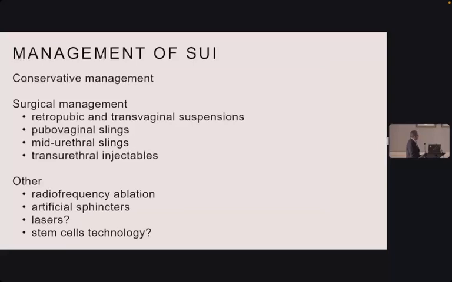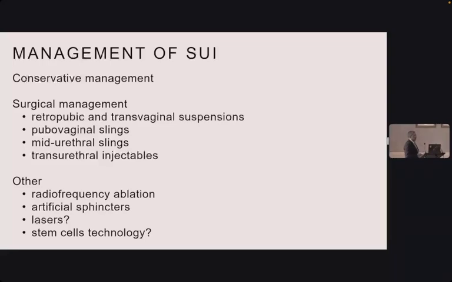So how do we actually manage stress urinary incontinence? Well, as with most medical conditions, there is conservative management. There is very little medical management, however, in this case. And then we basically rely on surgical management. I just put everything together there because there are hundreds of operations, maybe not hundreds, but close to hundreds. These consist of retropubic or transvaginal suspensions, the different kinds of slings that we get, autologous slings, partial slings, and then more recently, your mid-urethral slings.